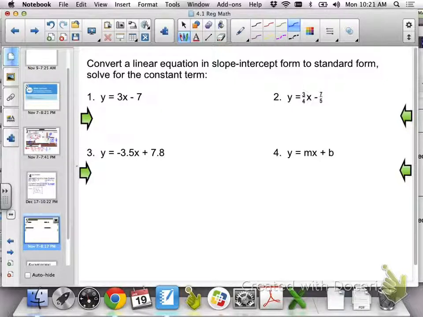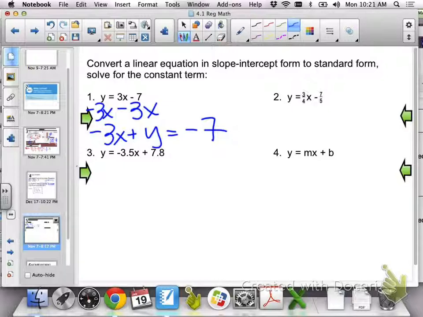Close. So I have to do something with 3x. How do I put this term over here? I'm going to have to subtract it. So now I'm going to have negative 3x plus y equals -7. ax plus by equals c. So this equation is in standard form.